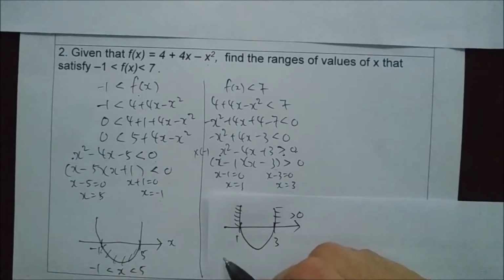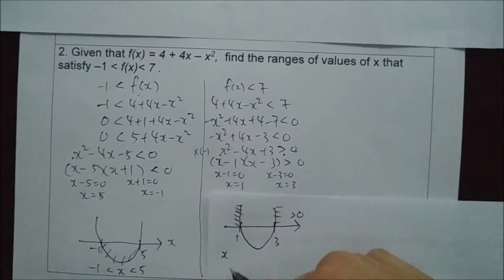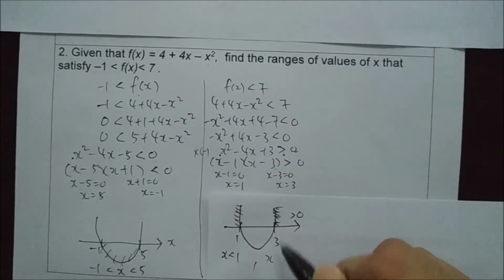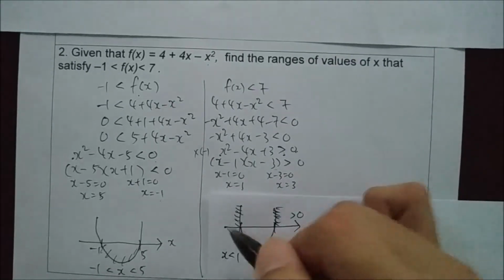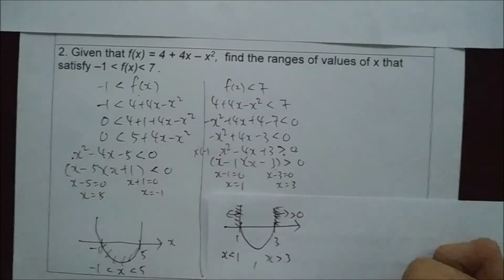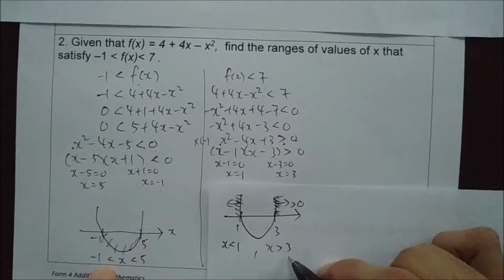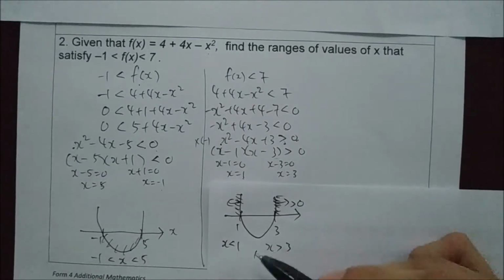For this part, x is less than 1. For this, x is more than 3. So it's this part and this part. Now, we come back to the first one again. We have this and this. So we want to combine both of these.